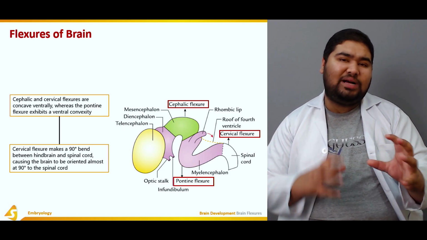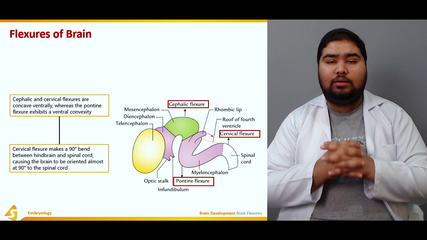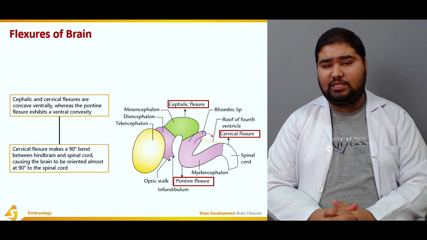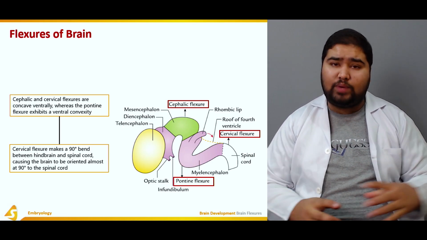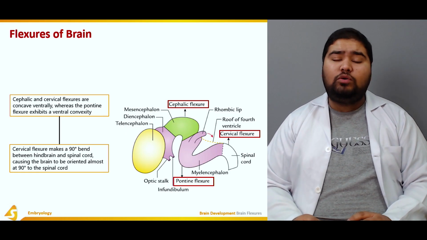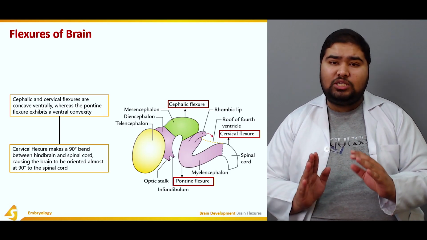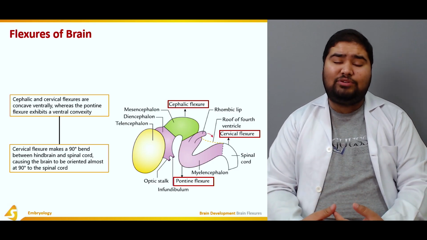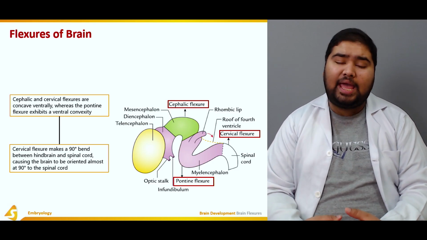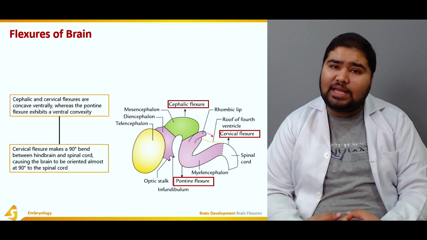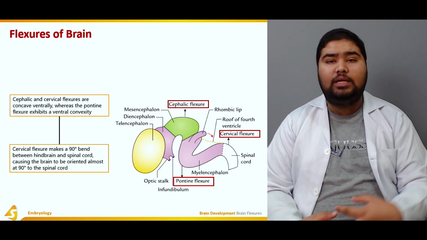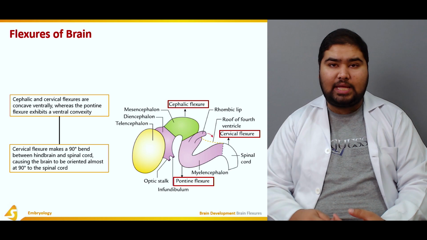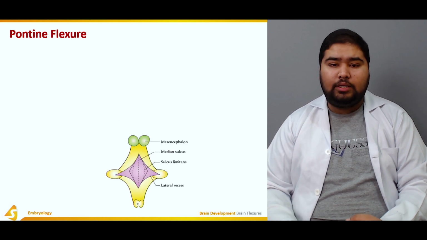So to understand it, visualize the cervical flexure. Where does the cervical flexure lie? The cervical flexure lies between the brain and the spinal cord. So now the flexure undergoes a 90-degree rotation. Hence, the brain makes almost a 90-degree angle with the spinal cord.